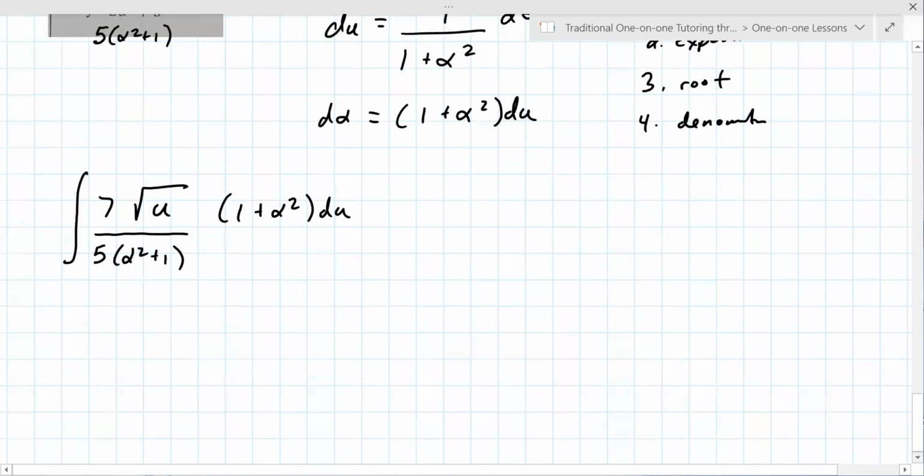So hopefully you see, those cancel. And this is just the integral of 7/5 u to the 1/2 du. It's pretty common that they become really simple.